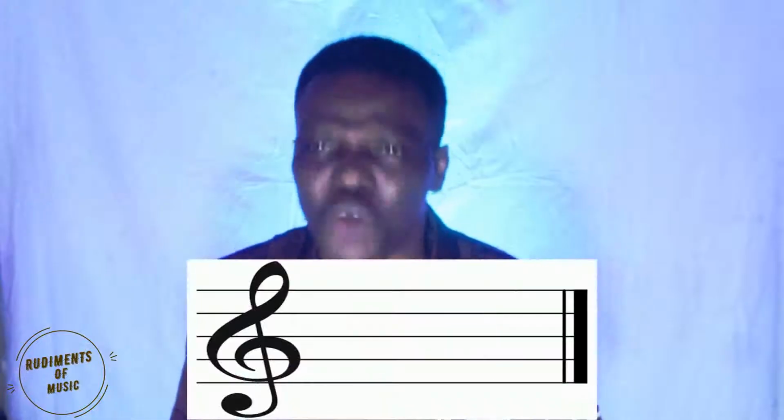Once this clef is on the staff, the name of the staff now becomes a treble staff. Mind you, we say a staff is made up of 5 equal lines and 4 spaces. Just lines and spaces, nothing added to it. But by the time this treble clef is on the staff, it is no longer just a staff on its own.